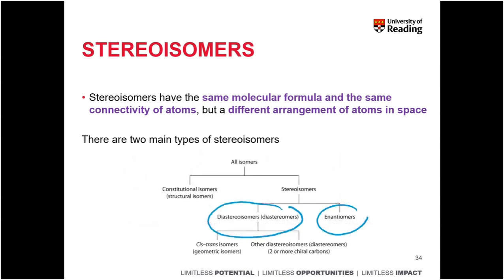Now we've mentioned before that stereoisomers occur when molecules have the same molecular formula and the same connectivity of atoms, but a different arrangement of atoms in space. And there are two main types of stereoisomers, diastereomers and enantiomers.